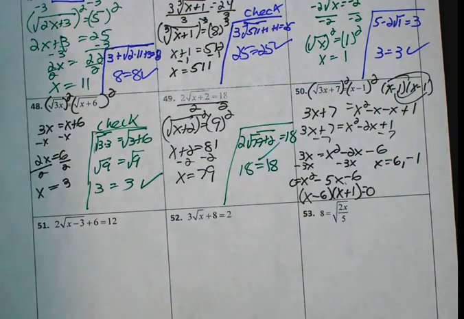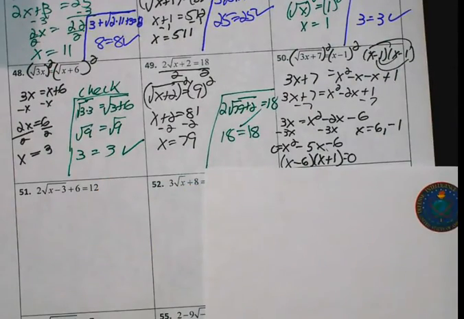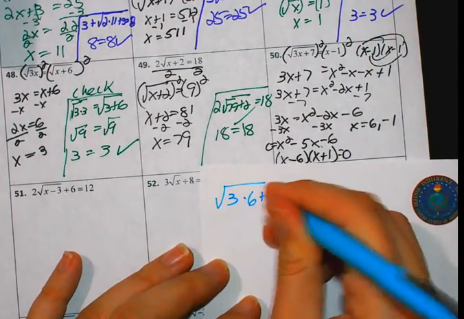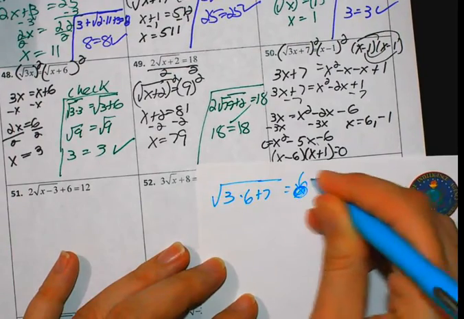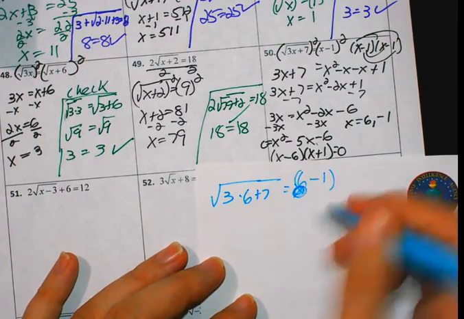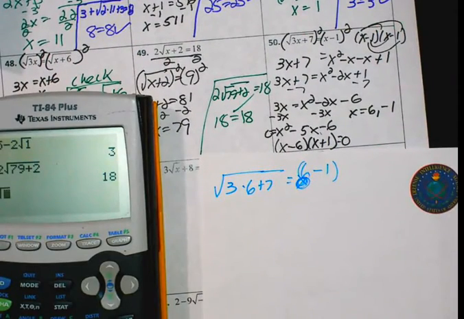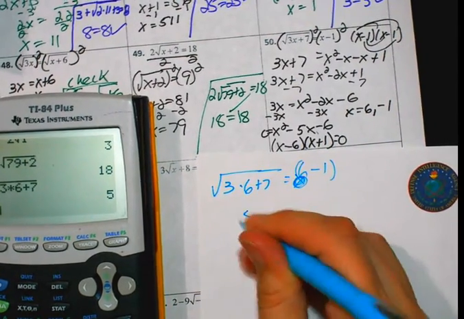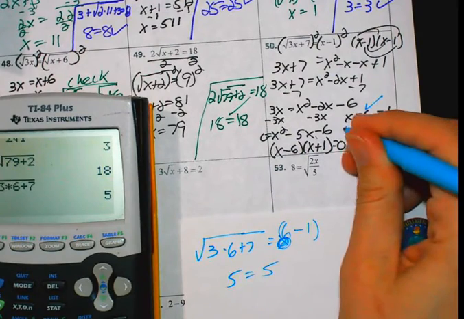Running out of room here, so I'm going to put this on a separate piece of paper. We have to make sure both of them work. So the first one is the square root of 3 times 6 plus 7 equals x minus 1, which is 6 minus 1. Let's solve that. The square root of 3 times 6 plus 7 gives me 5. 6 minus 1 is 5. So that one does work. We have 5 equals 5.